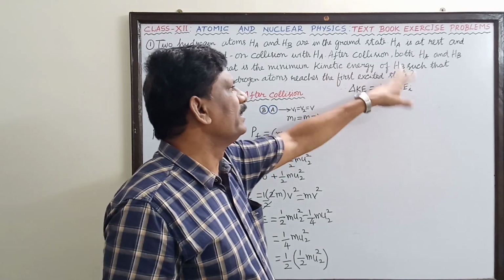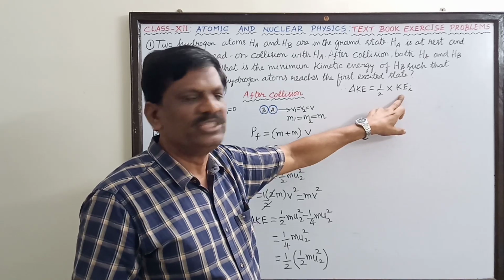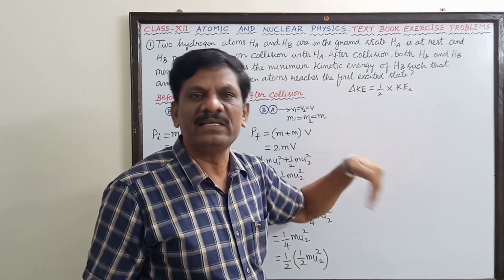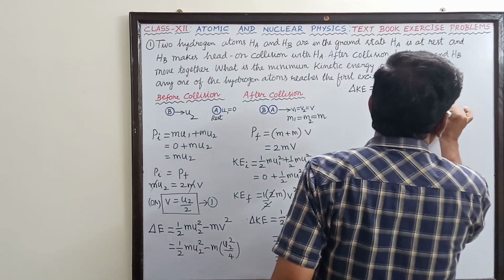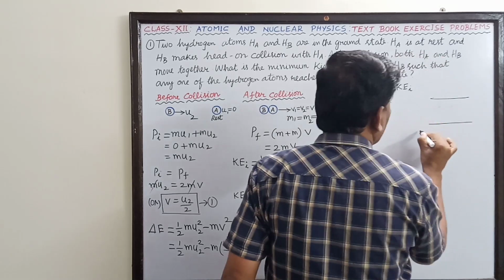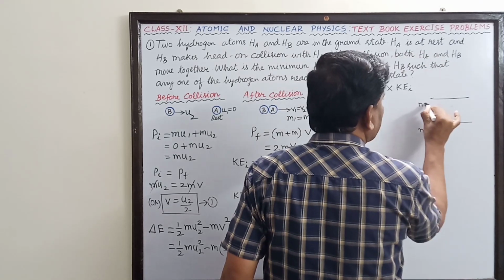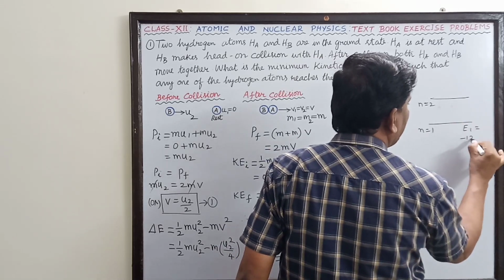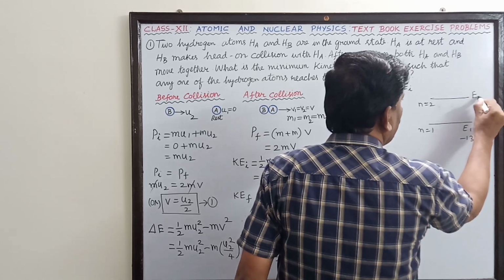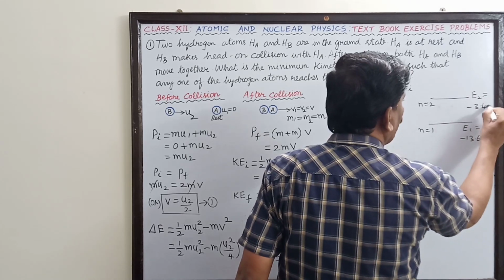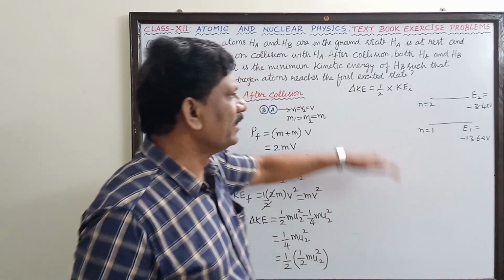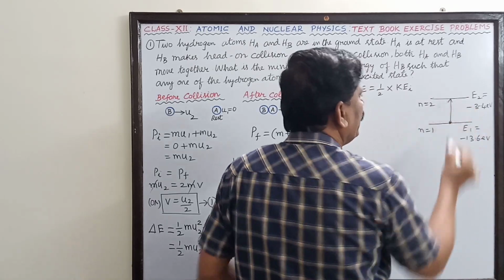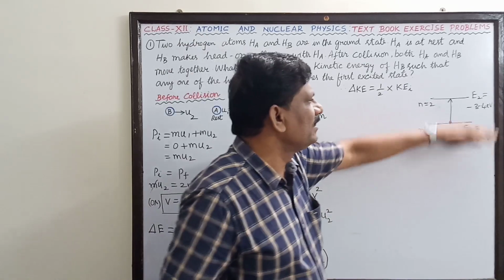So to find the minimum kinetic energy of Hb, we have to find the value of KE initial such that any one of the atoms reaches the first excited state. Now we have already studied that the ground state is n equal to 1, the first excited state is n equal to 2, and here E1 is equal to minus 13.6 electron volt and E2 is equal to minus 3.4 electron volt. We have already drawn the energy level diagrams. Suppose you want to shift the hydrogen atom from the ground state to the first excited state, then the difference in energy we have to supply.